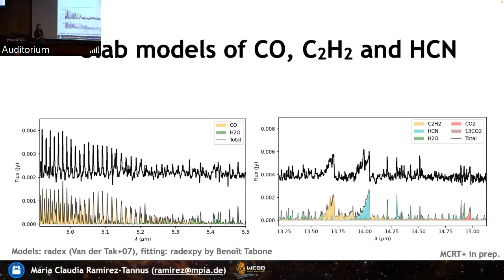So the CO is really hot in comparison to other T-Tauri stars. And then, as I mentioned before, we also model the C2H2 and HCN bands. We also detect some water vapor, and our CO2 is much weaker than in other T-Tauri stars.